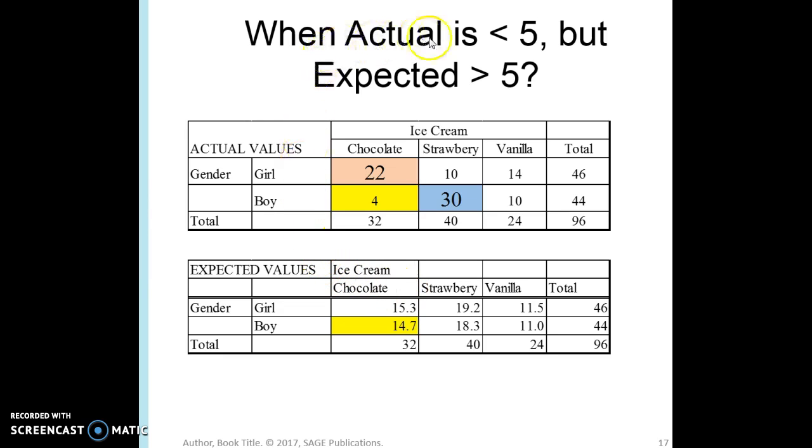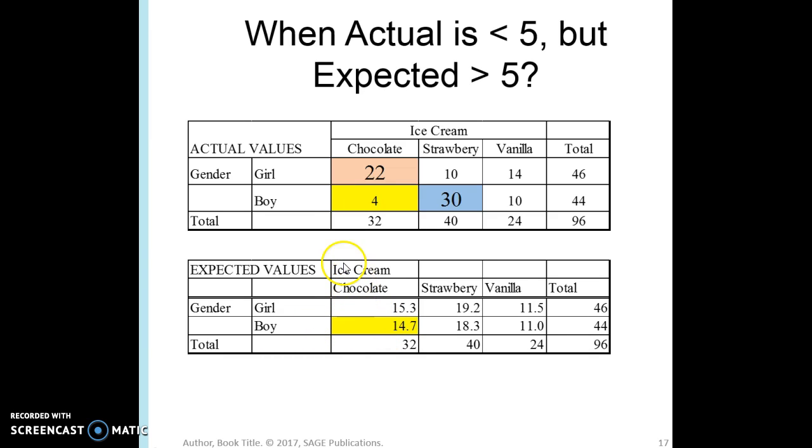And here is when the actual is less than 5, but expected is greater than 5. Watch this. On the surface, this is a regular table here. We said, well, we don't satisfy the conditions because one of the cells has less than 5, and it has 4. That's not always true, because what the real test is, is the expected values. You have to look at what the expected values are in the cells before you do something besides the chi-square.